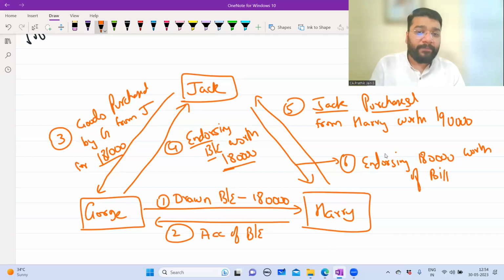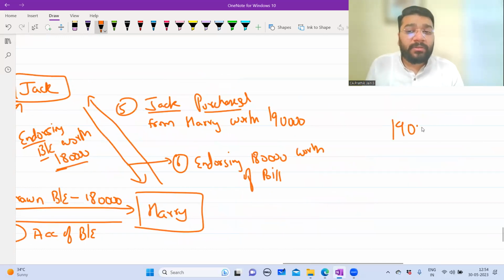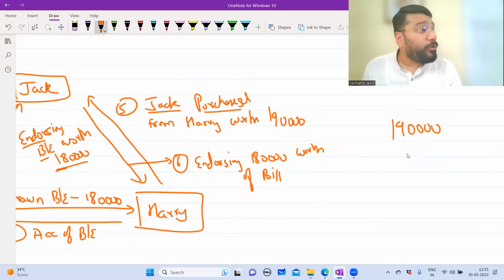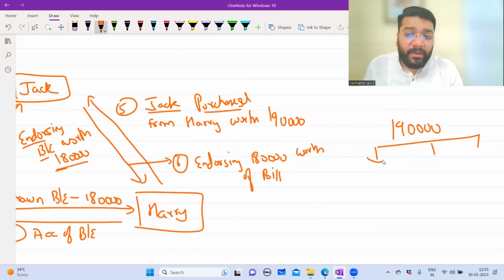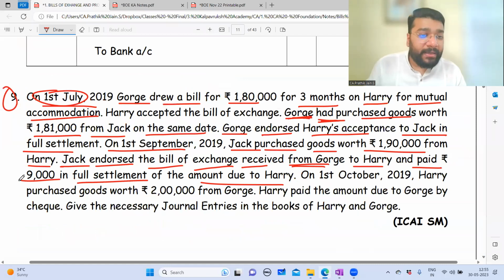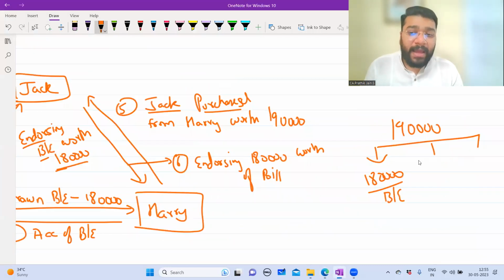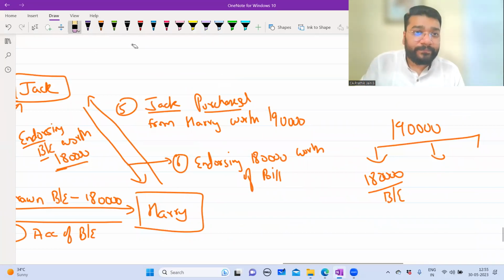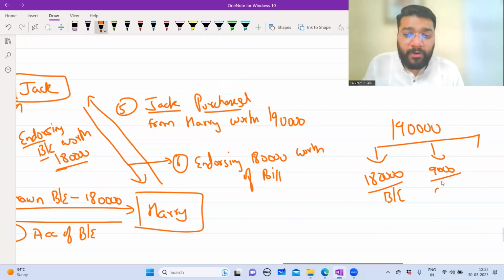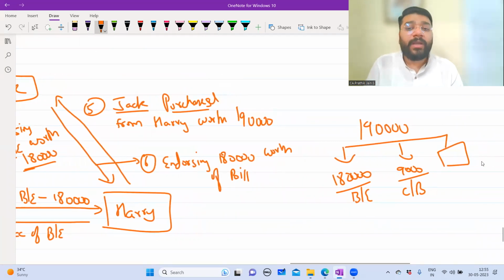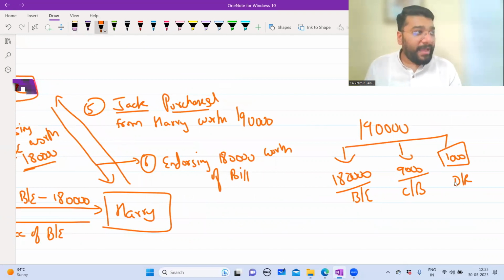Now listen to me very carefully. Jack has to pay totally how much to Harry? Jack has to pay total 190 to Harry. He is paying 1,80,000 in form of a bill of exchange. He is paying 9,000 rupees in form of cash or bank as a full settlement. So what happened to the balance amount? 1,000 rupees is what? Discount received by Jack or discount allowed by Harry. Any problem here?